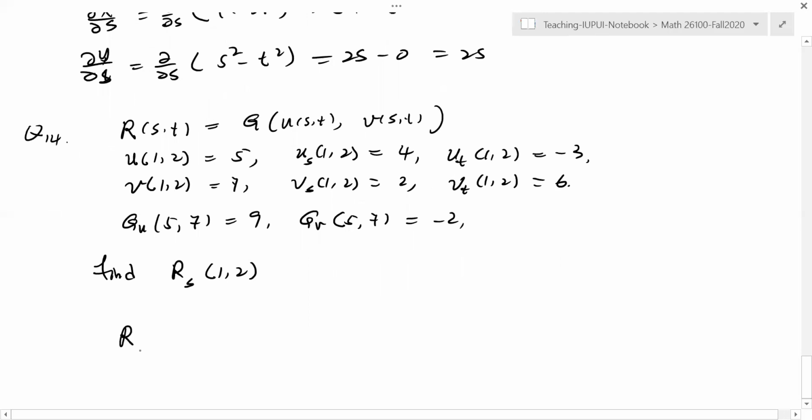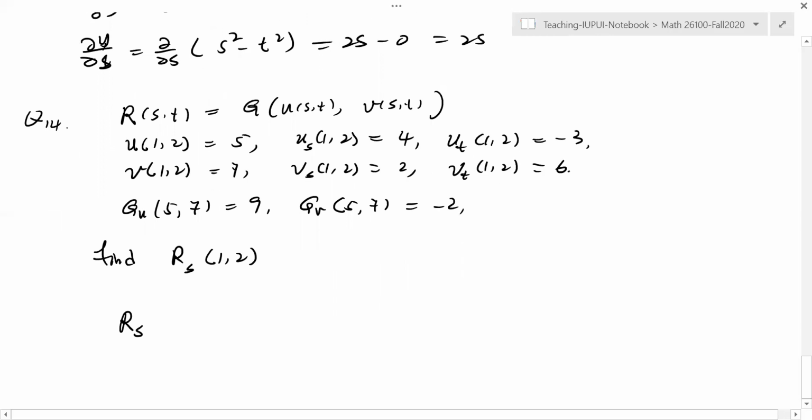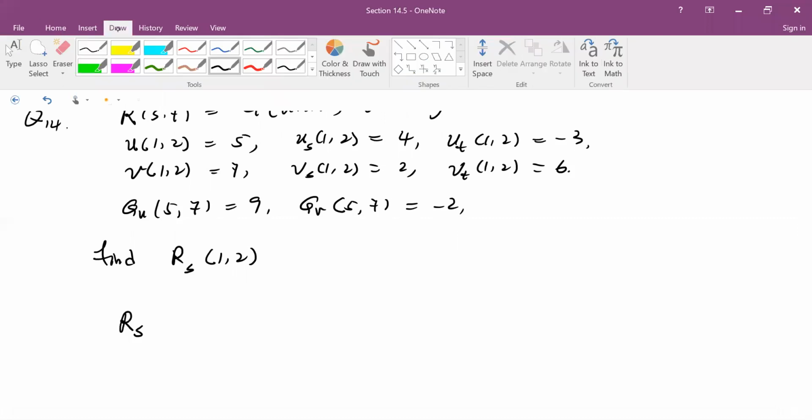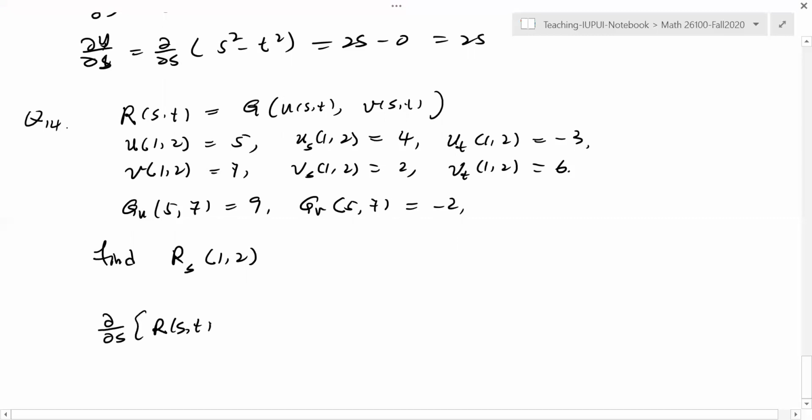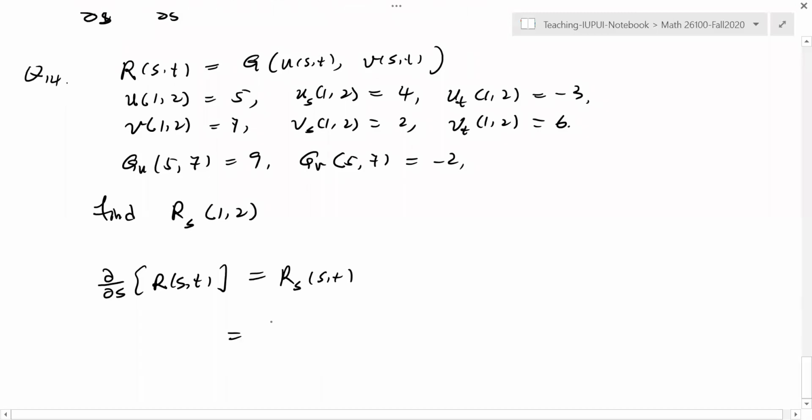So the formula using the chain rule here is for r sub s. Without mentioning the variables, this is r sub s, right? But that's a partial derivative, so let me use this notation. I'm going to differentiate r of s, t with respect to s. By the chain rule, you have to differentiate g with respect to u, and then the partial derivative of u with respect to s.